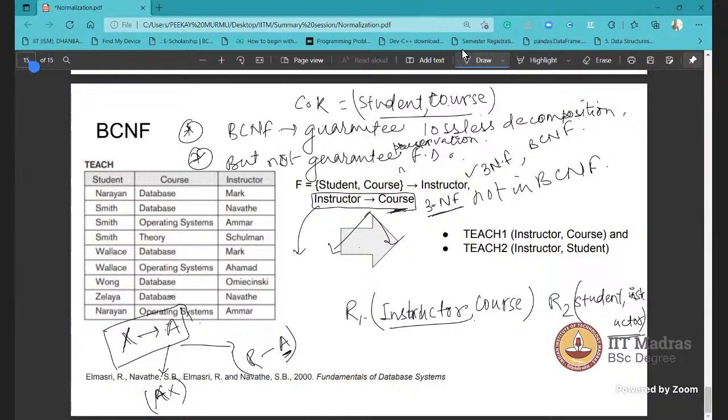Sir, in R2, how is instructor the only key? Where you have written how instructor is the only key. Student and instructor should be combined and become a key. No, I have not written that is the key. I just wrote that these two are the combined candidate, and this is also not a candidate. I'll just write that.